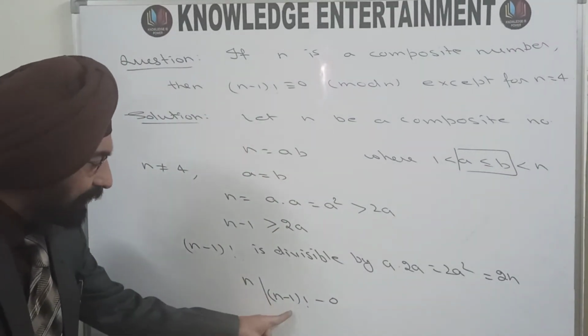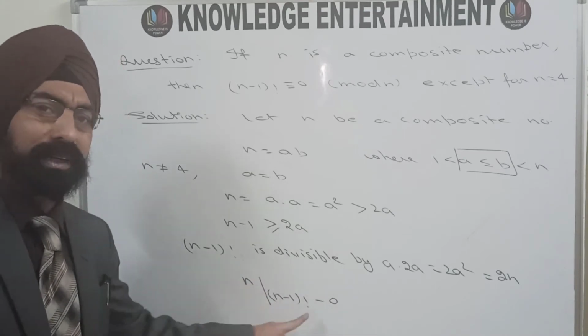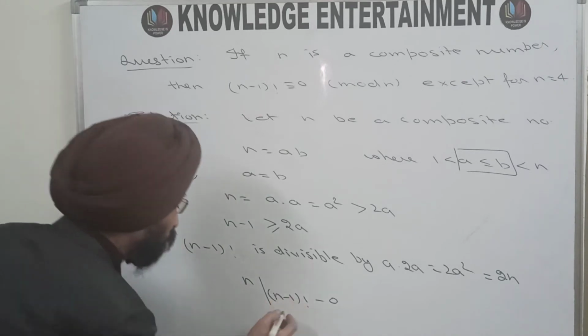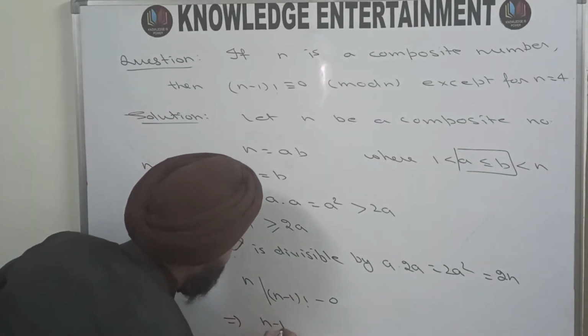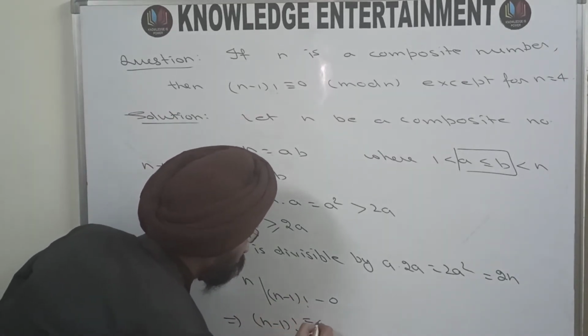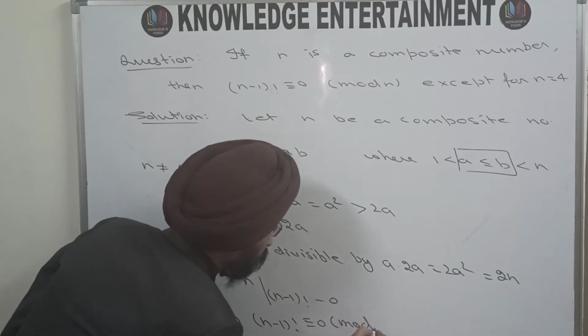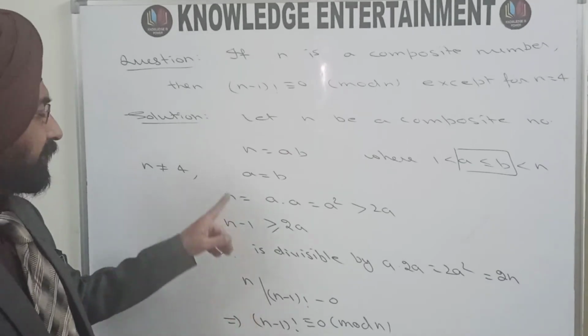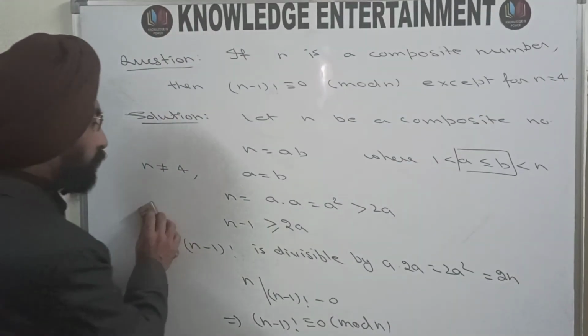M divides A minus B. M divides A minus B means A is congruent to B modulo M. So from here you can directly write (n minus 1) factorial is congruent to 0 modulo n, and we have proved the required result. But it is the case when A is equal to B. If A is not equal to B, what will happen then?